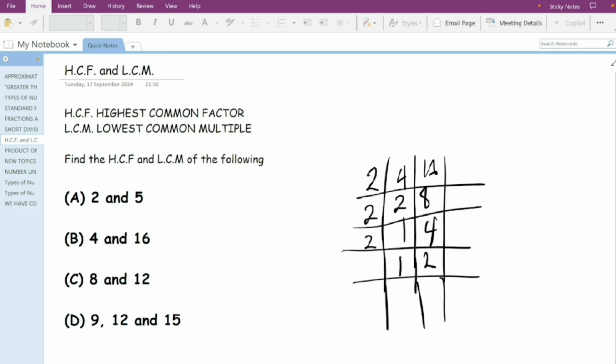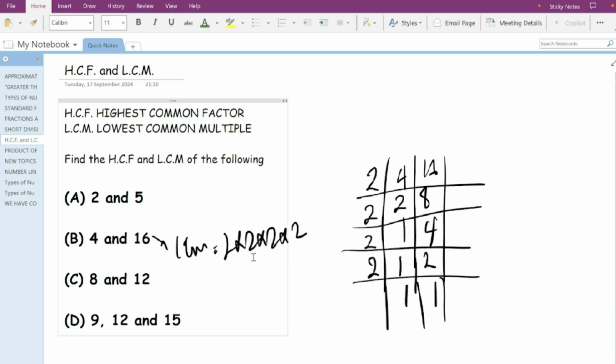We go again and we say 2. You first drop down this 1. Then 2 divided by 2 is 1. Once you've gotten to 1, 1, you've gotten to the end of it. You have to multiply all these prime numbers that were used to get 1, 1. So we have the LCM of 4 and 16 is 2 times 2 times 2 times 2.